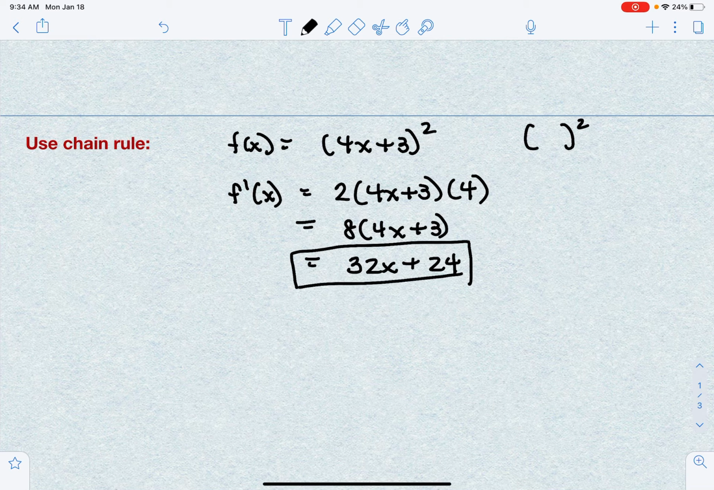But I would say that if you're squaring something, I would just multiply it out first and use the power rule because it's just easier. Cubing or fourth power or fifth power or any rational power or any negative power, you're stuck with the chain rule. So at least with this one, we had options.